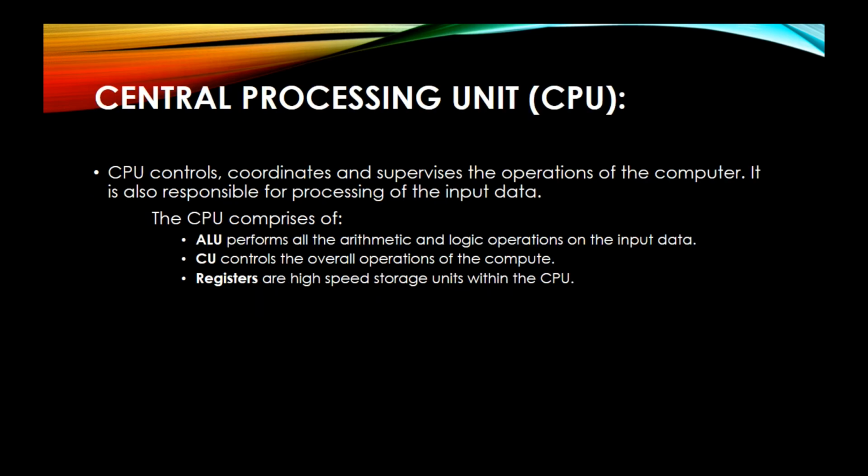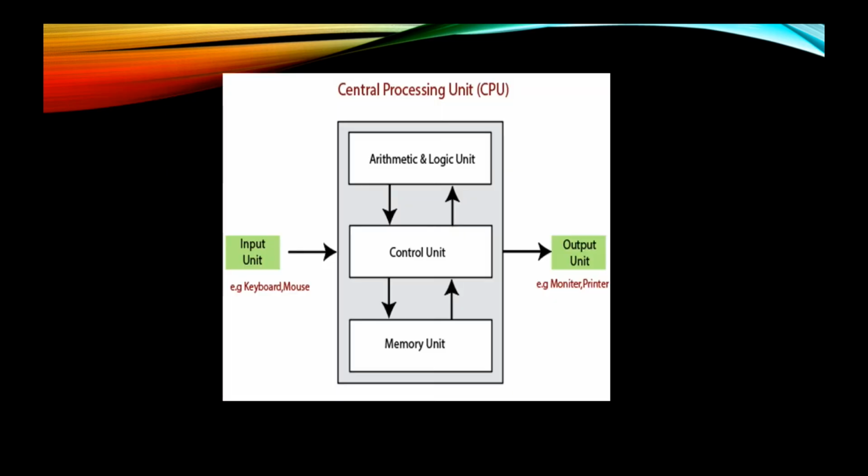CPU, central processing unit. The central processing unit controls, coordinates and also supervises the operations of the computer. It is also responsible for processing of the data. The CPU comprises ALU, CU, and registers. ALU performs arithmetic and logic operations on the data. CU controls the overall operations of the computer. Registers are the high-speed storage within the CPU.